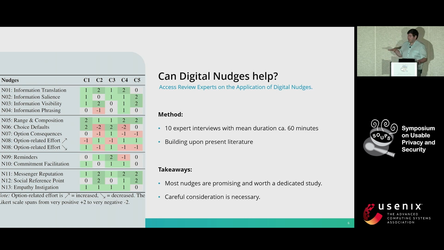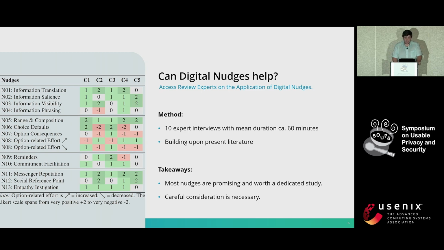So we can compile here a nice overview on the right side. And we also asked them to reason about their choice. So we had much interview material, which we compiled in the paper. You can read it in detail in the PDF. My major takeaways for that: most digital nudges seem promising to help, basically, but we need to be careful about them. So we need to actually study them more to understand the concrete effects.